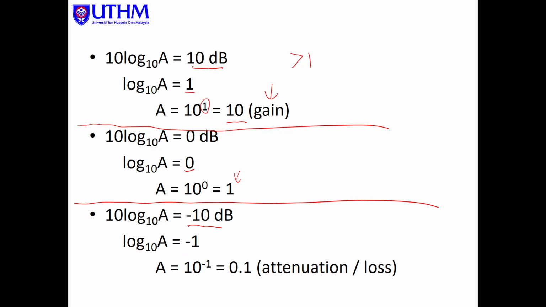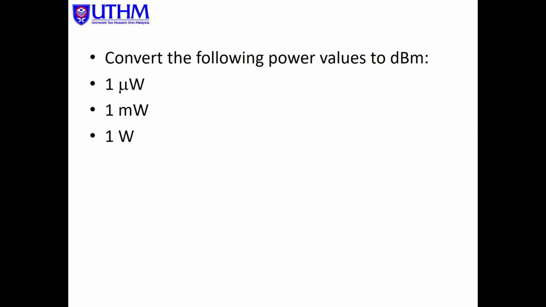And then 10 log A, you get minus 10 dB. Divide with 10, so you get minus 1. And then anti-log of minus 1, you get 0.1. So the value here is less than 1. So what we have learned previously, if the value is less than 1, it is attenuation or losses.